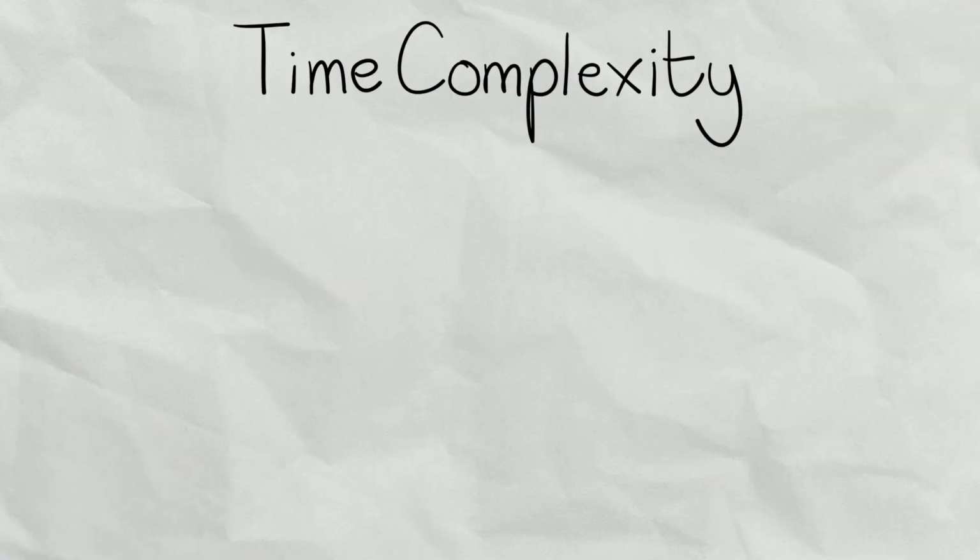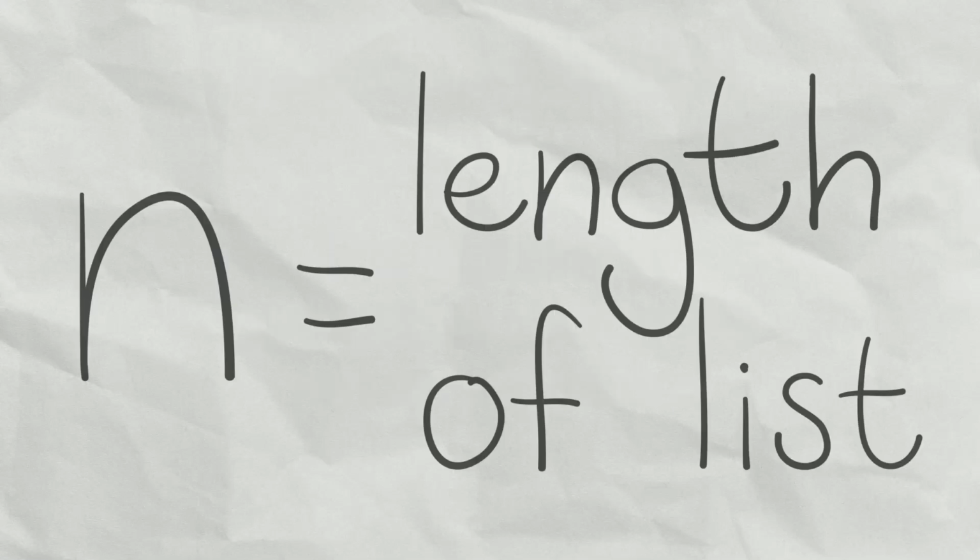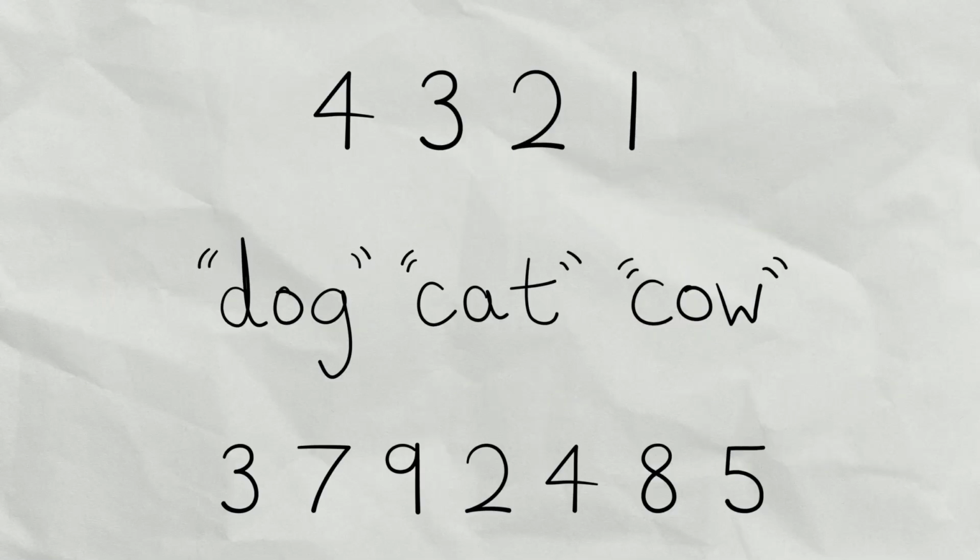We can think of time complexity as the number of operations needed to run an algorithm, i.e. the amount of time the algorithm takes. We measure this relative to the input size, or the length of the list, which we call n. I have 3 lists of different lengths here to help us conceptualize how this works. To figure out n, we simply count up the number of elements.